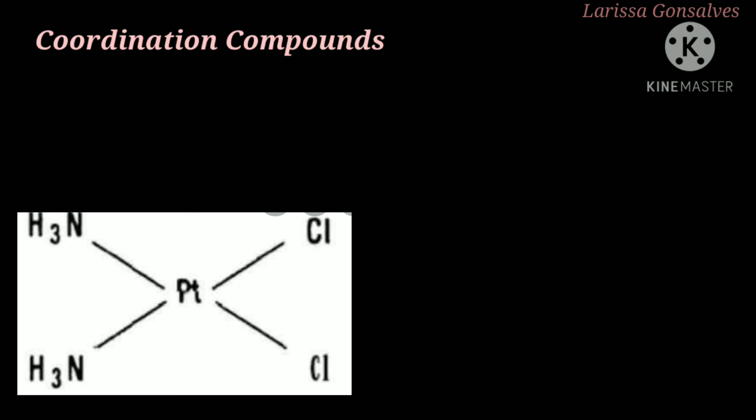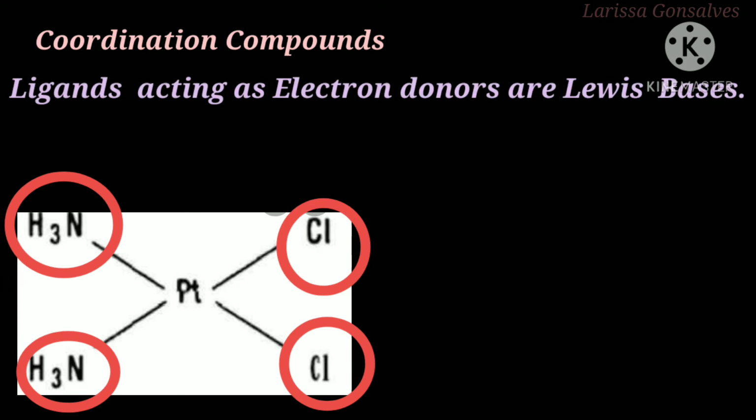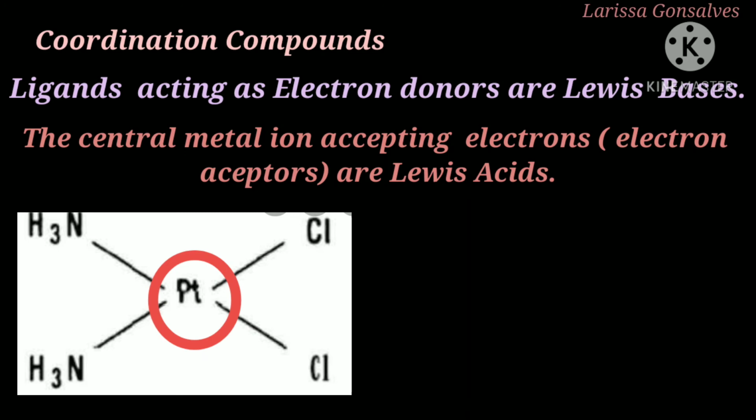We have already studied ionic equilibria. In that we have studied what Lewis acids and Lewis bases are, right? So coordination compounds can also be looked upon as Lewis acid-base interactions. The ligands which act as electron donors are Lewis bases, and the central metal ion which accepts the electrons from the ligands acts as a Lewis acid.